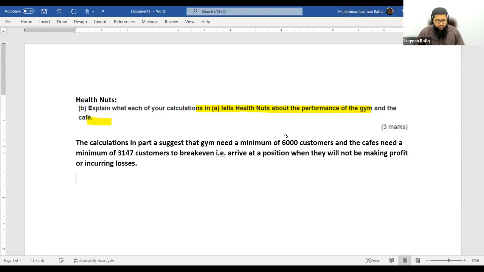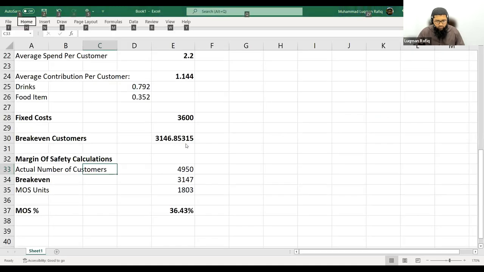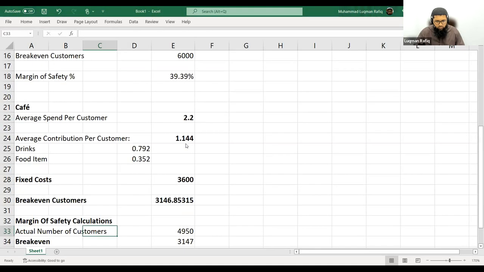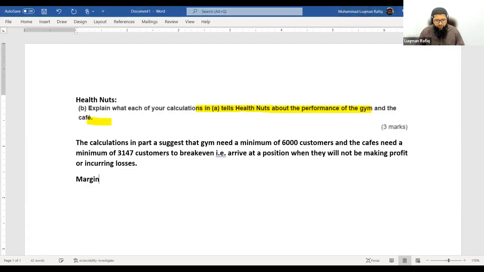Furthermore, what else is there? The margin of safety, a measure of, just wait a bit, please.